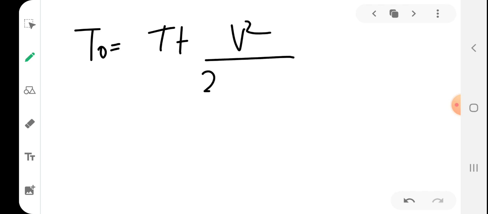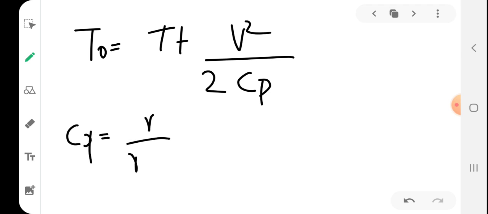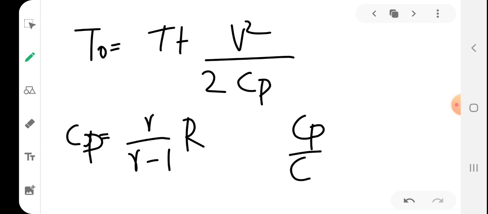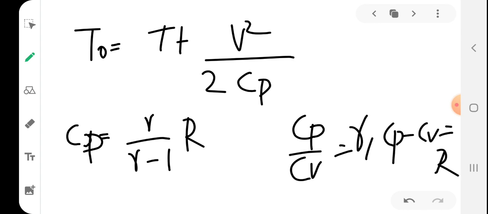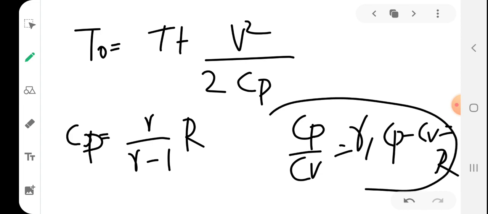I can write T0 equal to T plus v square by 2 Cp, right? Since Cp equal to gamma by gamma minus 1 into R, do you remember this equation? The relationship between Cp and Cv: Cp by Cv equal to gamma, Cp minus Cv equal to R. When you combine these two equations, you will get Cp equal to gamma by gamma minus 1 into R.